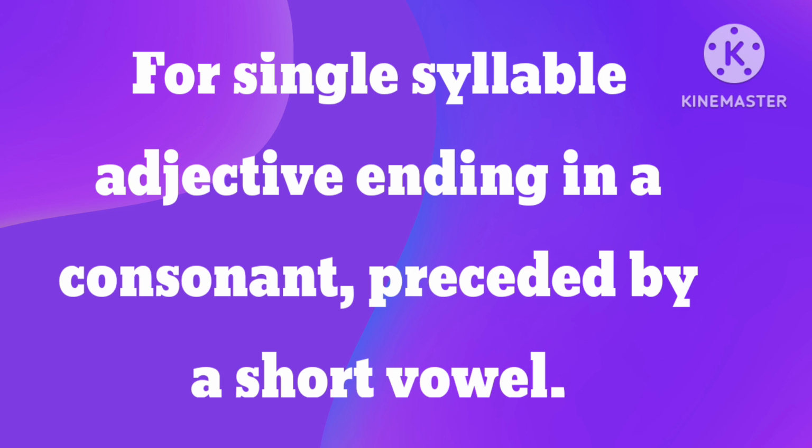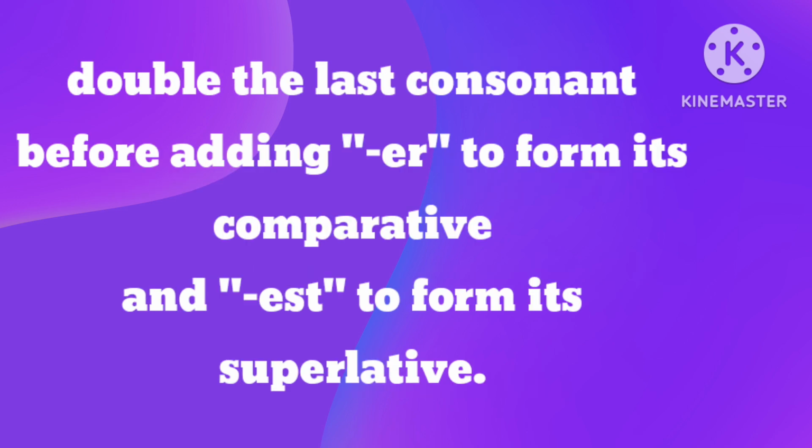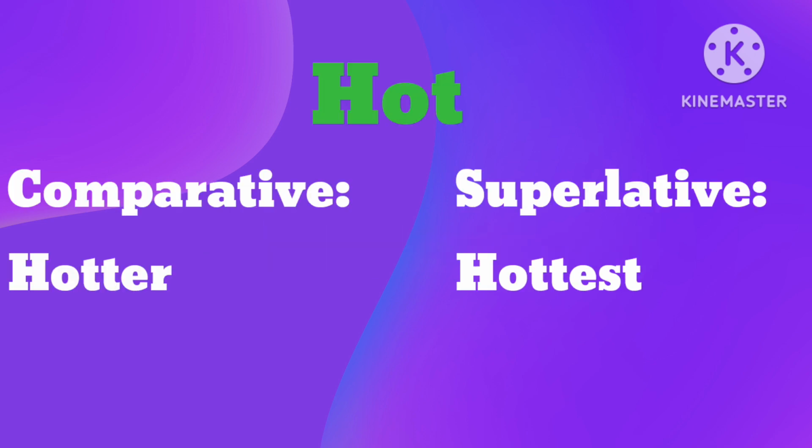For single-syllable adjective ending in a consonant, preceded by a short vowel, double the last consonant before adding er to form its comparative and est to form its superlative. Examples: hot. Comparative, hotter. Superlative, hottest.